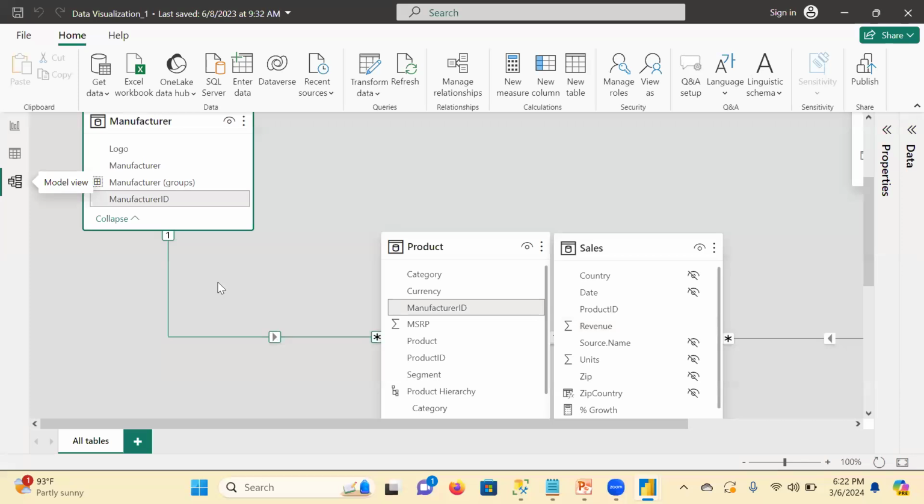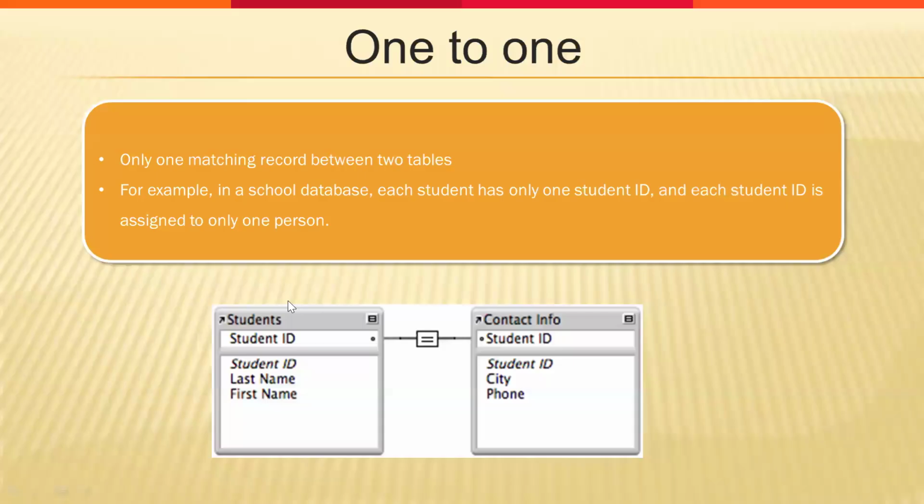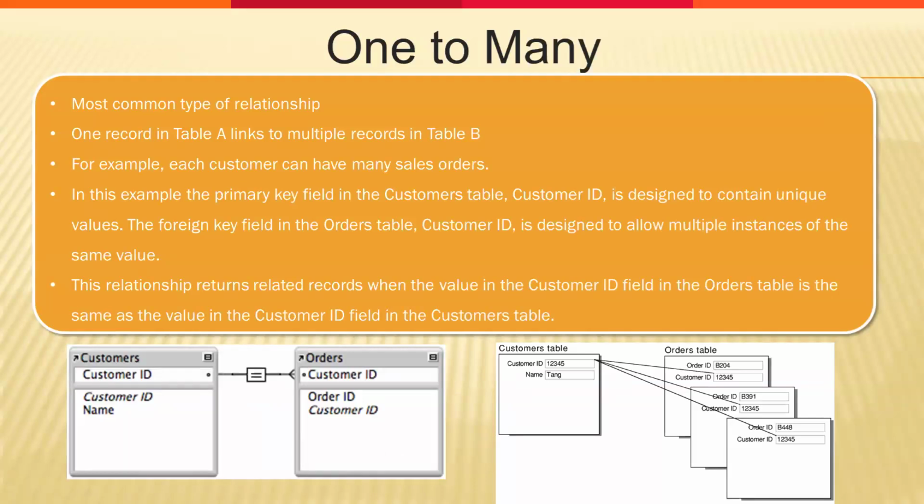So see, one-to-many, one-to-one. One-to-one in the sense that in this table, student ID and student ID: one record for one student. And in this table also, we are going to have one record. That is called one-to-one.